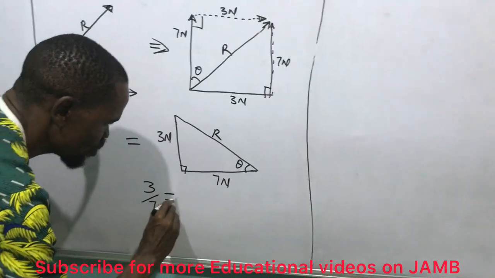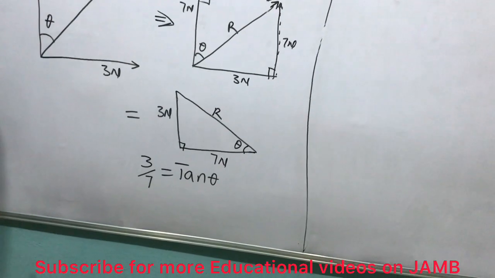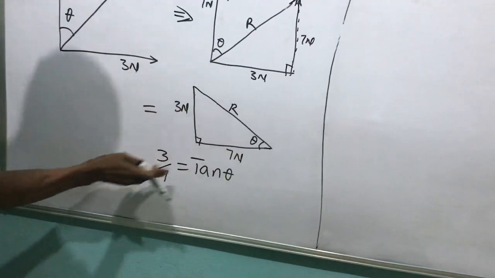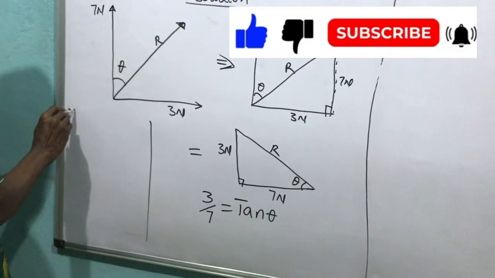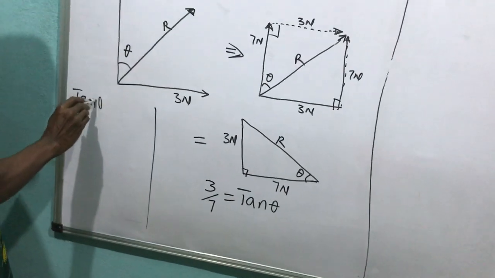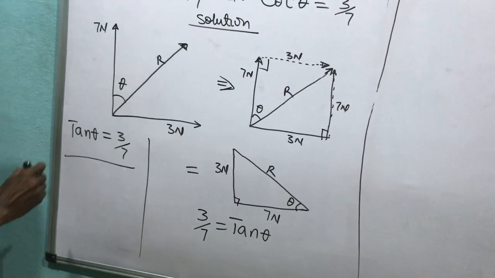7 is equal to what? Tan what? Theta. You get what I'm saying now? Opposite over adjacent will give me what? Tan theta. Therefore, my answer is tan theta. Tan theta is equal to 3 over 7. And I go to the options they gave me there.